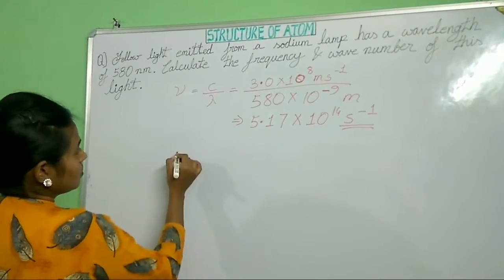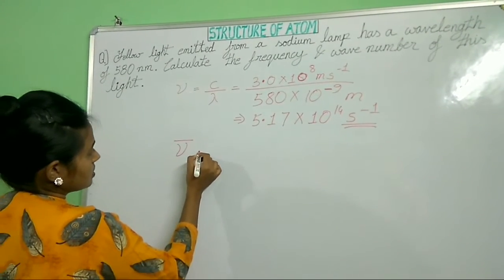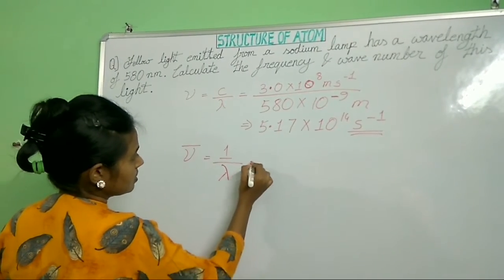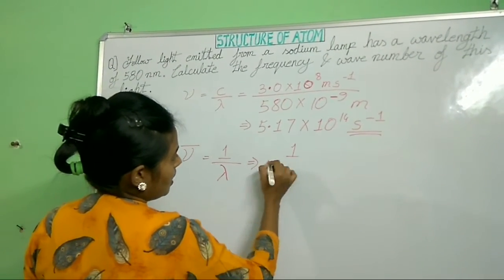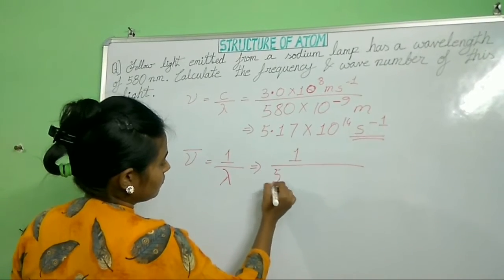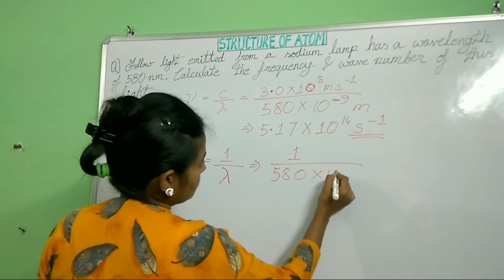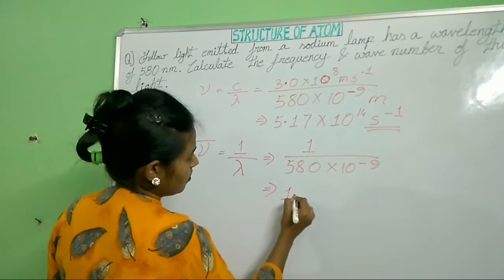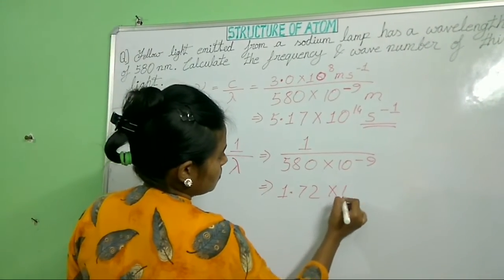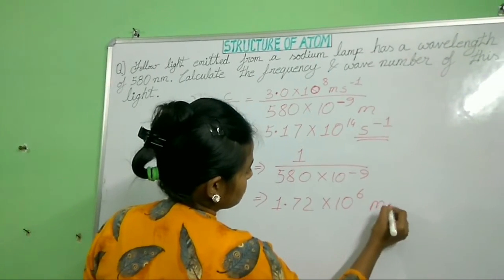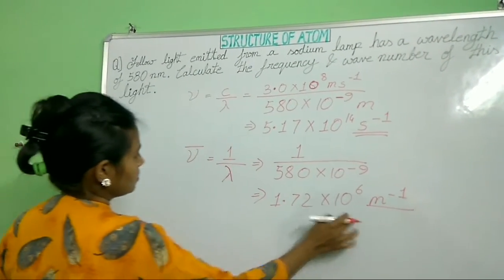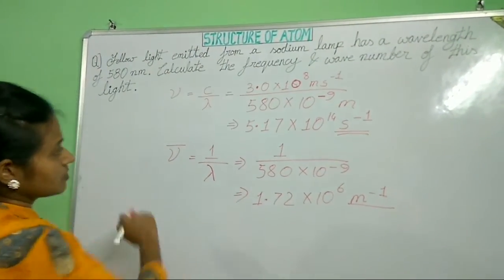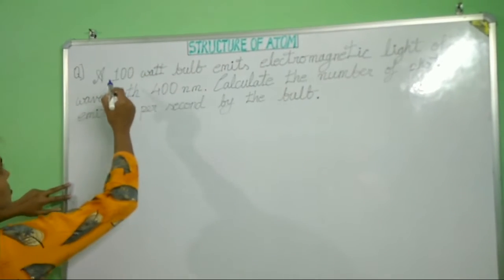Now, let us find the wave number. What is wave number? It is inverse of wavelength, right? We have recently discussed it. Now, what is 1 divided by our wavelength given? 580 into 10 to the power minus 9. If we calculate it, how much will we get? 1.72 into 10 to the power 6 meter minus 1. This is the unit for wave number. Understood? Now let's move on to the next question.